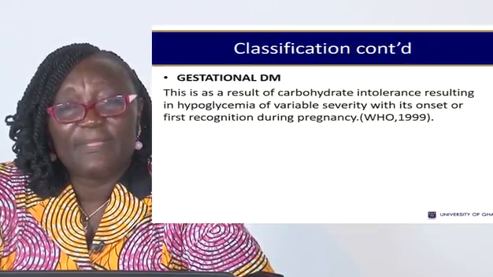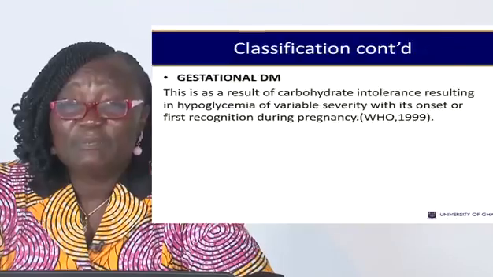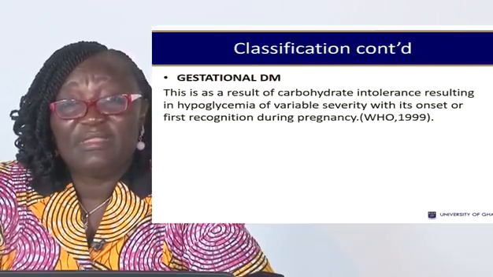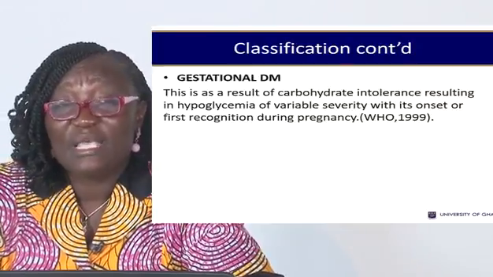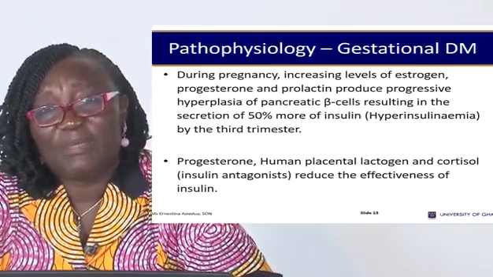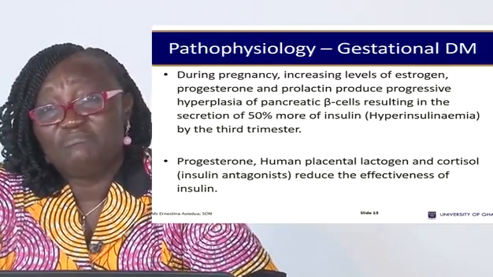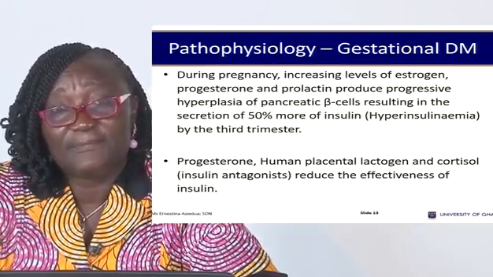Gestational diabetes is a result of carbohydrate intolerance resulting in hyperglycemia of variable severity with its onset or first recognition during pregnancy. So in gestational diabetes, we are saying that this person was not a diabetic, but for the first time in the woman's life, she is experiencing diabetes as a result of the pregnancy. We want to look at the pathophysiology, not of diabetes mellitus in general, but as it occurs during pregnancy.